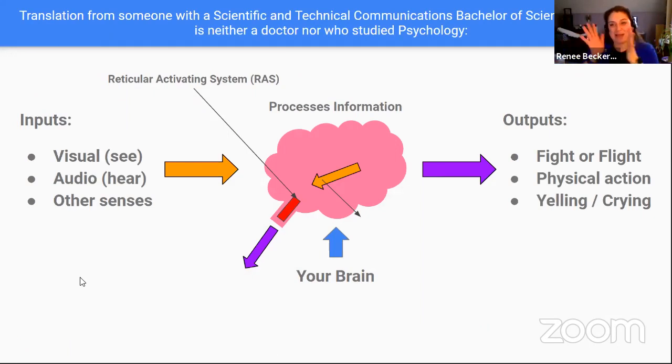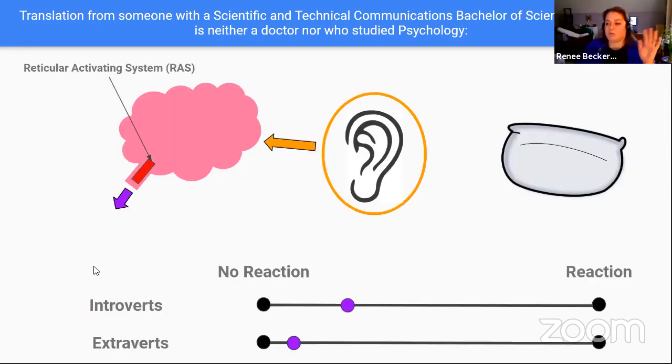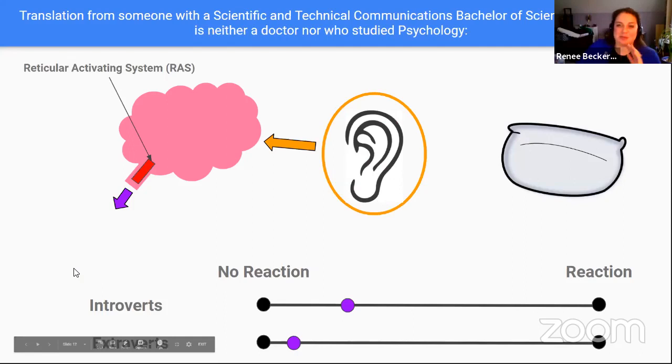What I did is make a really simple explanation, because as someone who likes to translate complicated pieces and has a Bachelor of Science degree in scientific and technical communication, but is neither a doctor nor has studied psychology, this is how I translated that. Basically you have these inputs, visual, audio, your other senses, and your brain processes that information. You can see these outputs here in the orange arrows. As information is coming in, your RAS is processing what's going on, and then you're reacting as outputs. That's where your fight or flight reaction, some sort of physical action, like yelling or crying, could come out. So when you break it down, this is an ear. If you hear a sound, and it's a pillow because it's a soft sound, really literal here.